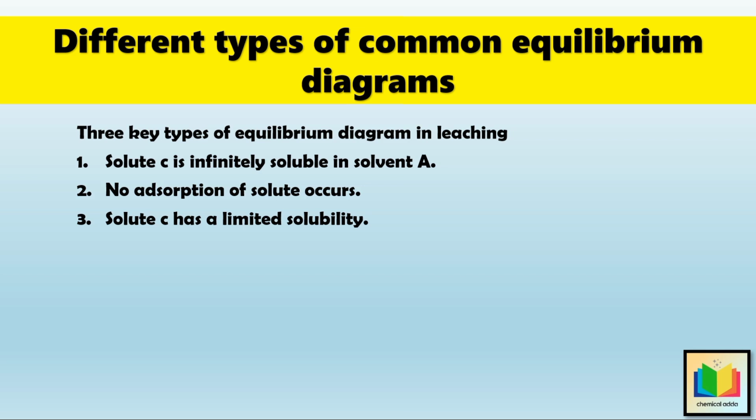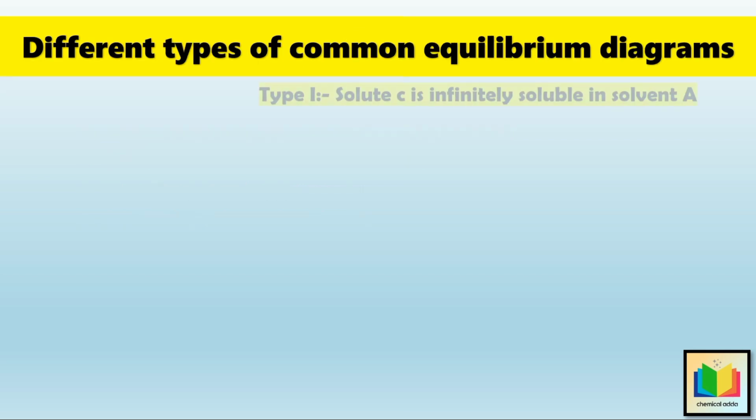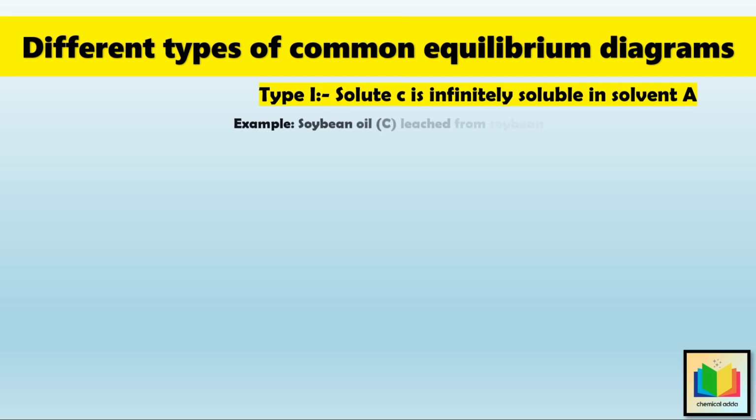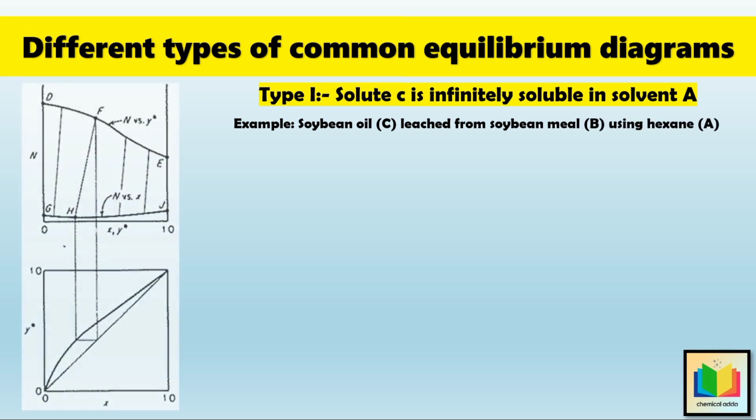Now, let's understand this in detail, one by one. So, let's start with the first type of equilibrium diagram, Type 1, where the solute C is infinitely soluble in solvent A. A common example of this type is soybean oil being leached from soybean meal, using hexane as the solvent. Now, look at the graph.